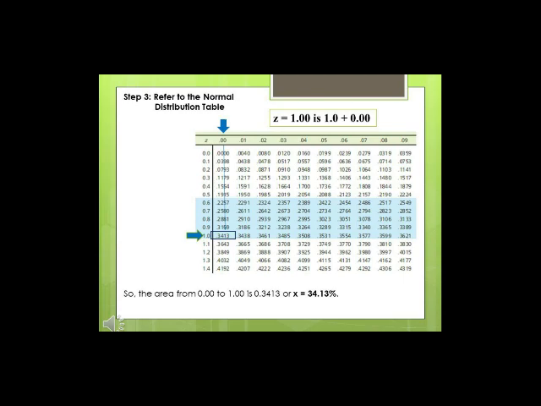Now let's find the area represented by x. Since x is the area from 0 to 1.00, let's split 1.00 into 1.0 and 0.00. As shown in the current slide, the intersection is 0.3413 or 34.13%. Hence, x is 34.13%.